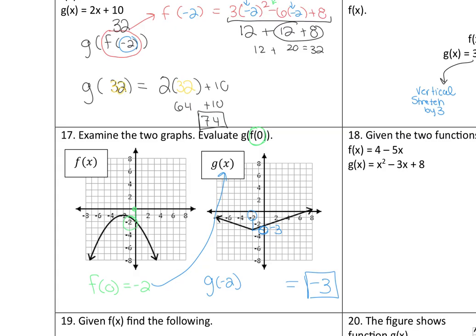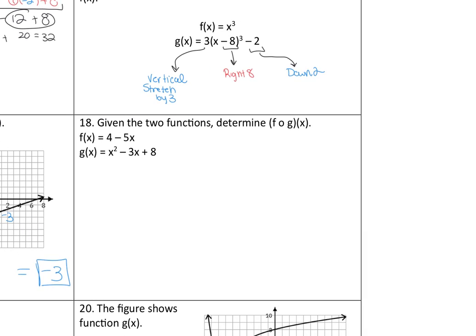Go over to number 18. Given the two functions, determine f of g of x. So this is f of g of x. So I'm going to take my f. It says f of something. So let's go to f.